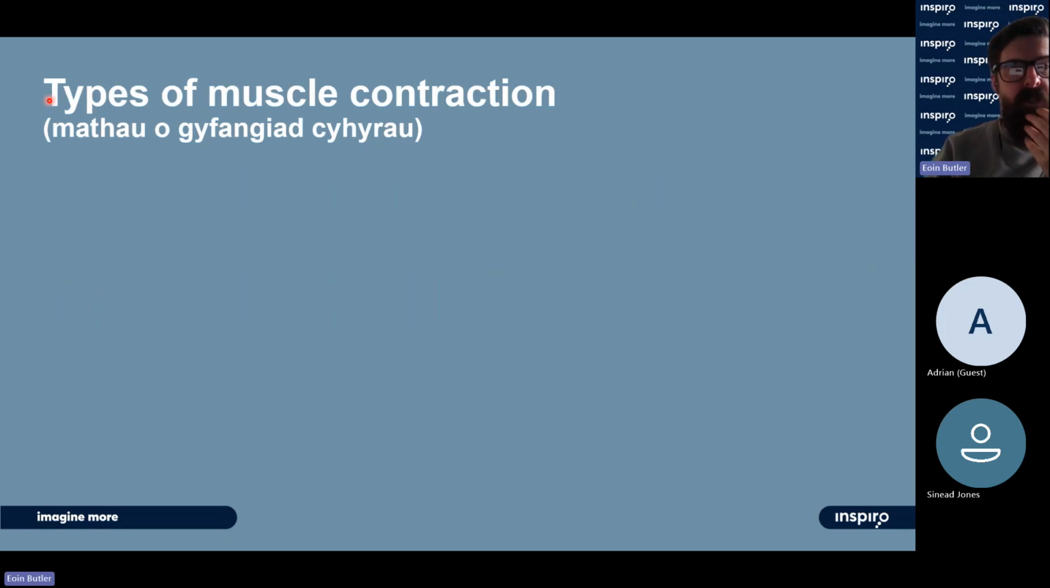Okay, so the types of muscle contraction we're going to look at then. Can anybody tell me what the types of muscle contraction are?